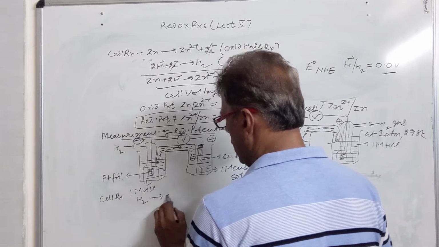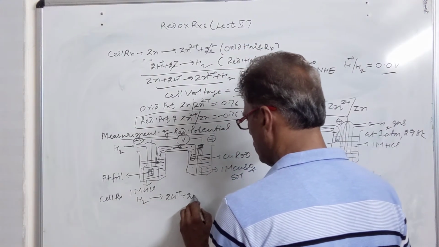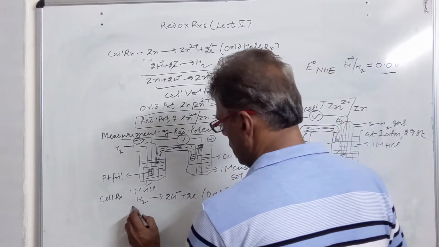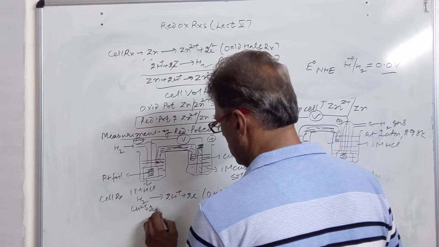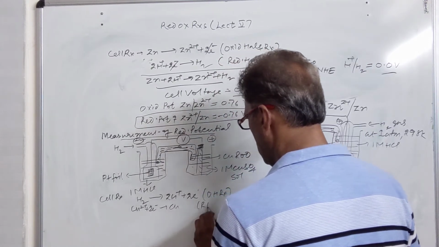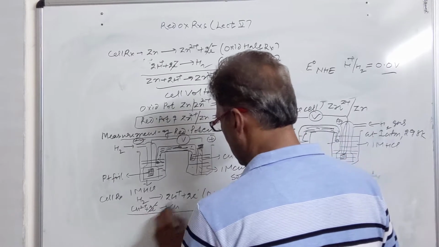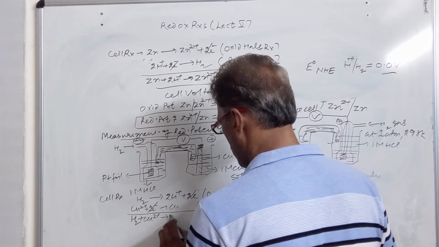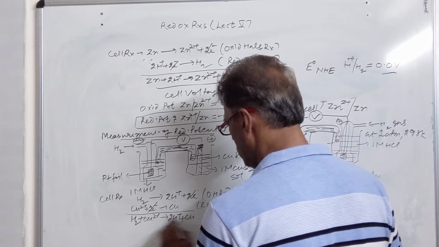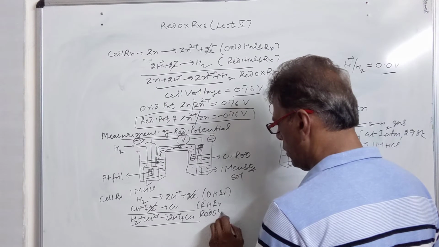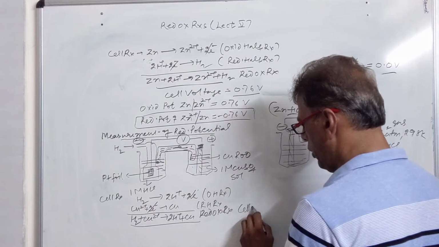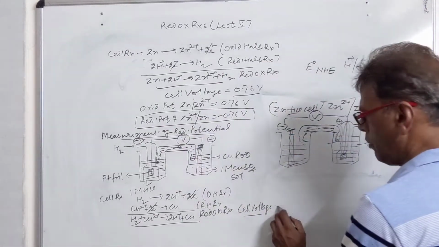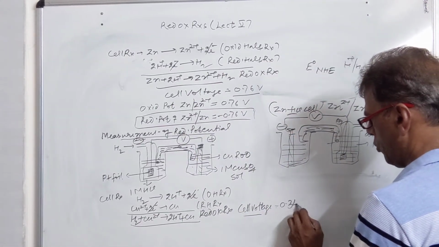NHE will start supplying electrons. This is the oxidation half reaction. These electrons are gained by copper ions. This is the reduction half reaction. The two reactions added together is called the redox reaction. Cell voltage in this case comes out to be 0.34 volts.